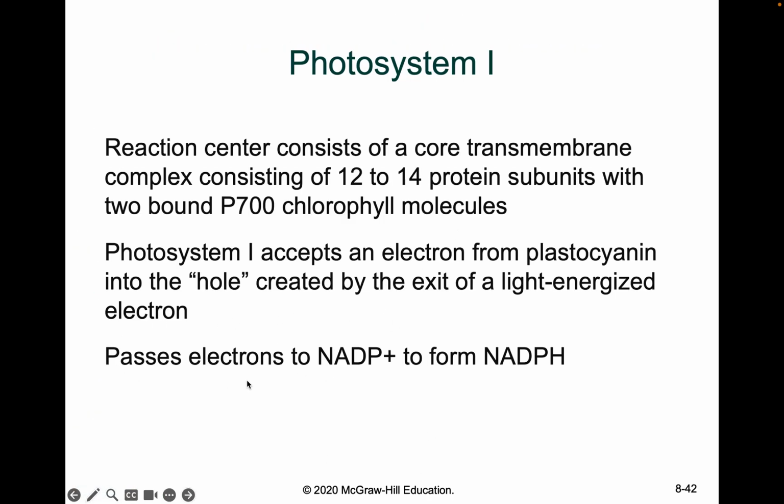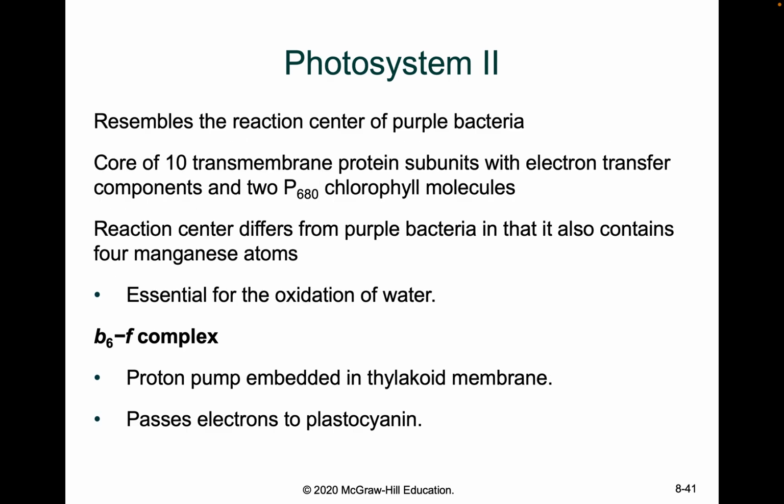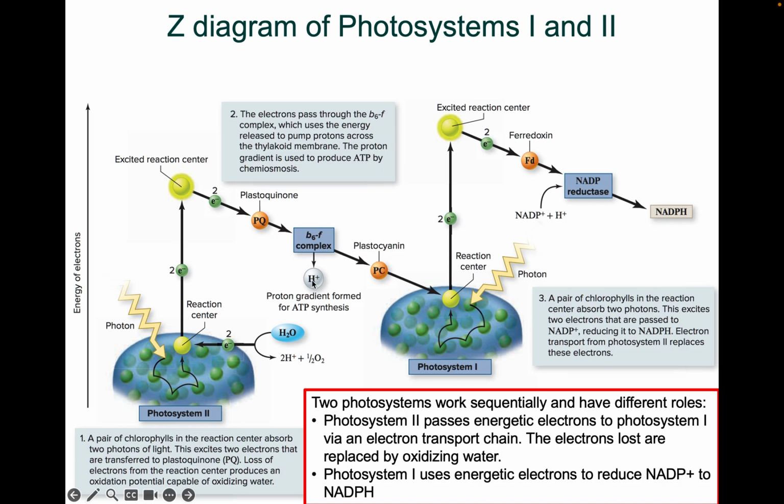And here, what it does is pass the electrons to NADP plus to form NADPH. So this is where you're creating NADPH, and photosystem 1 is needed for NADPH production, while photosystem 2 is needed for ATP. As you see here, the B6F complex is in photosystem 2, and that's the one that creates the proton gradient, which is going to create ATP. The first photosystem 1 creates NADPH, which is needed later. So the products here, ATP and NADPH, are needed for the Calvin cycle later on.